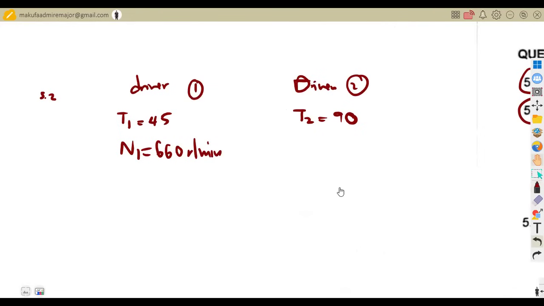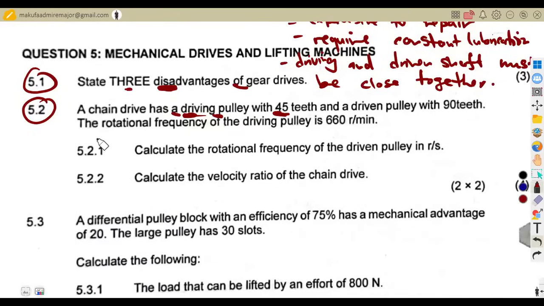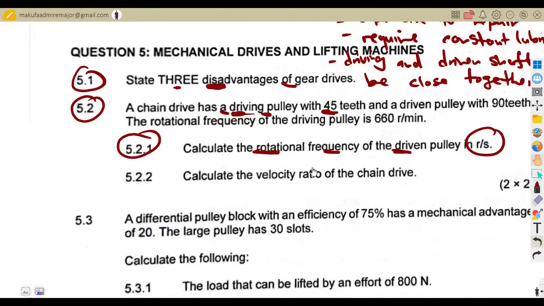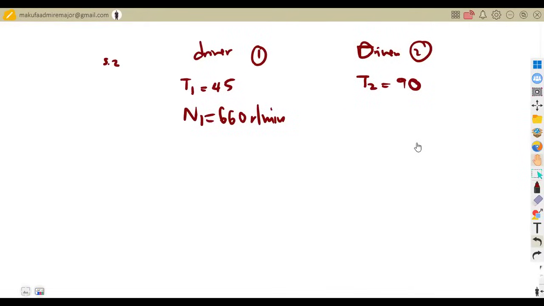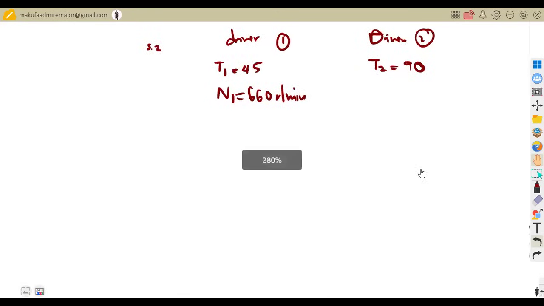On the driven, we do not have the speed. That is the one they are asking us to calculate, the rotational frequency of the driven pulley, in revs per second. So either we first change the given speed to revs per second, or we use it as it is and convert the final answer. I'm just going to use it as it is.